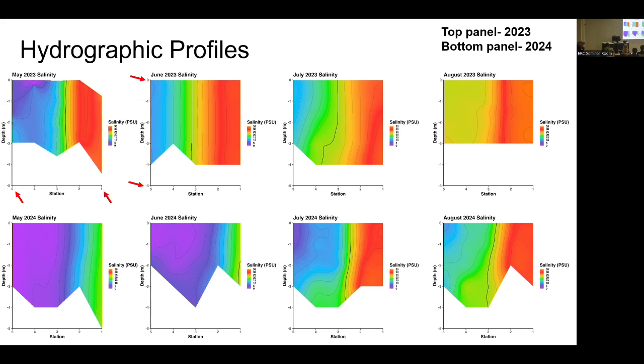So you can see then returning more to a state of normal, so to speak, for the bay in July and August, although salinities in comparison with July and August of 2023 were still lower. And pairwise comparisons of all of these months did show that there were significant differences in salinity between all of these months in this time period, May to August.